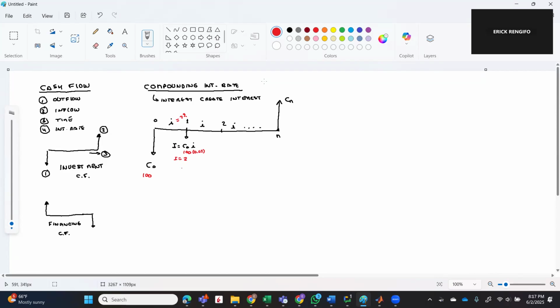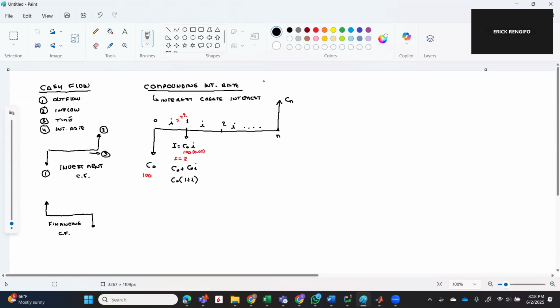So how much money do you have at the end of the period? At the end of the period, guys, you have your C0 plus your interest. That is C0 times I. If I simplify this one here, this is C0 times (1 plus I). Okay, so this is the new amount of money that you have for the future.